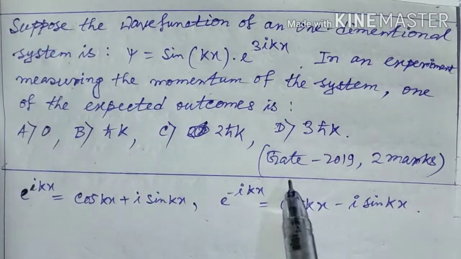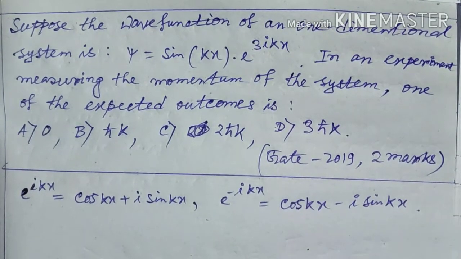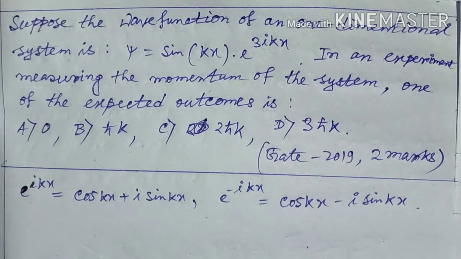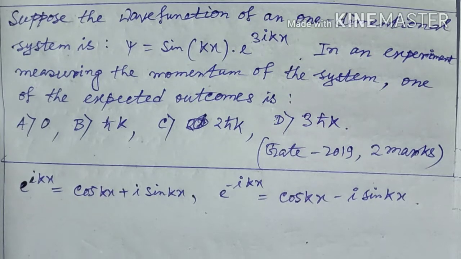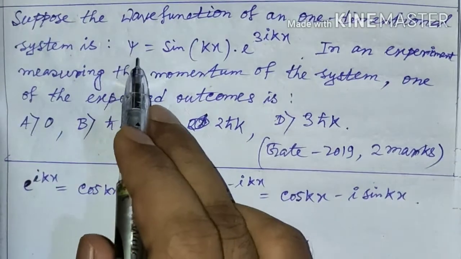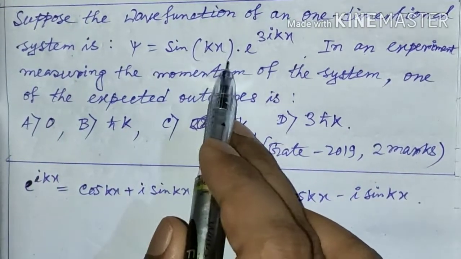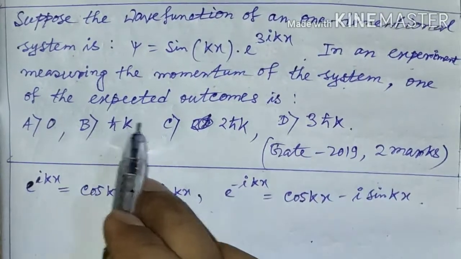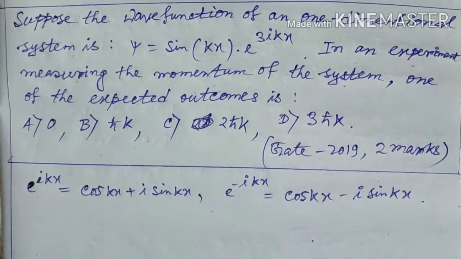The next question came in GATE 2019 for 2 marks. It is also a difficult question and you cannot solve it in a straightforward way, and you have to apply some trick, that is some formulae or equation. It is given that the wave function of a one-dimensional system is like this, and in an experiment measuring the momentum of the system, one of the expected outcomes is which one among these 4 options.